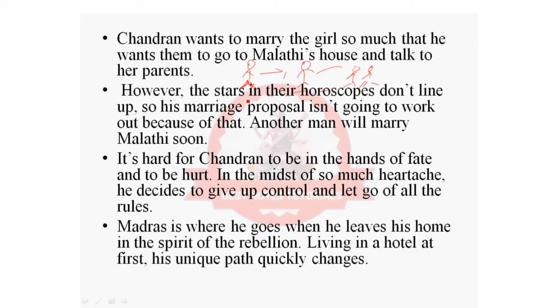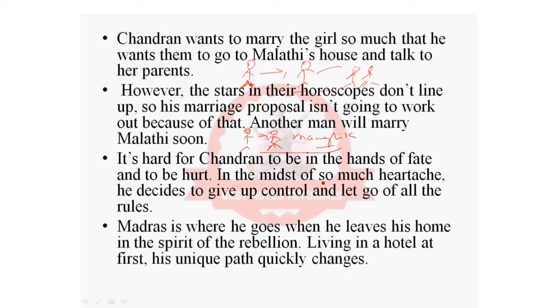However, the stars in their horoscope don't line up, so his marriage proposal isn't going to work out because of that. Another man will marry Malti soon. Now, what happens? He is unable to marry Malti because he is a Manglik person. And if you don't know, if a Manglik person marries another person who is not Manglik, that person dies according to horoscope or astrology. That's why they deny them.